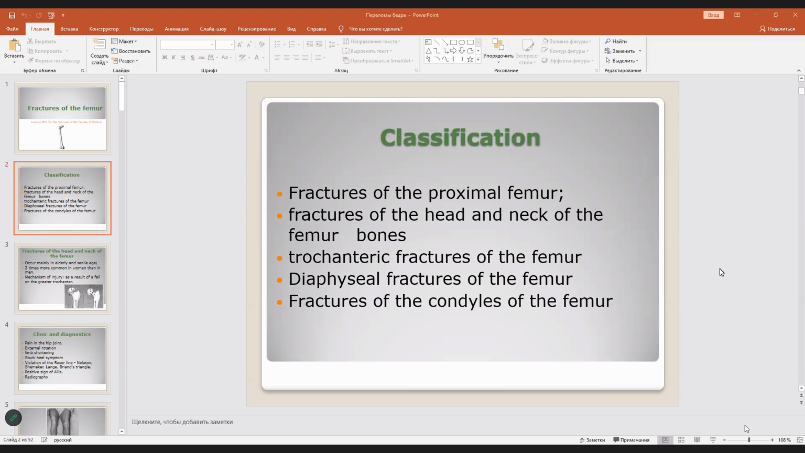Start. Classification. Fractures of the proximal femur, fractures of the head and neck of the femur bones, trochanteric fractures of the femur, AO fractures of the femur, fractures of the condyles of the femur.